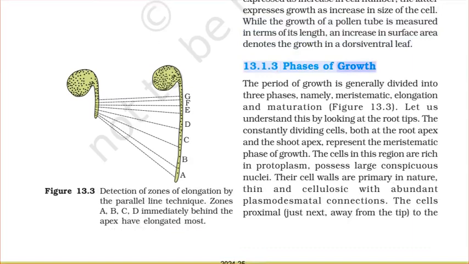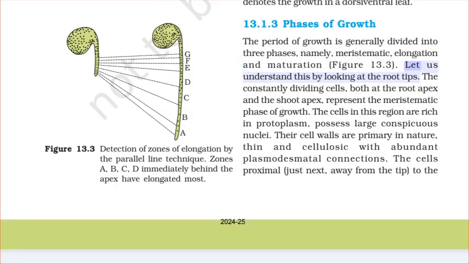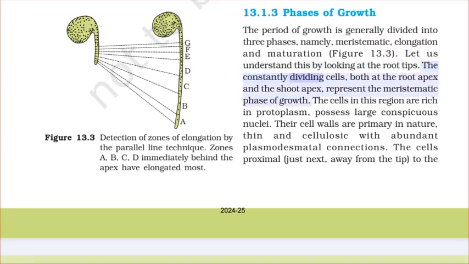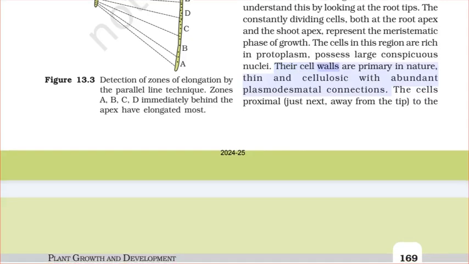13.1.3 Phases of growth. The period of growth is generally divided into 3 phases, namely meristematic, elongation, and maturation. Let us understand this by looking at the root tips. The constantly dividing cells, both at the root apex and the shoot apex, represent the meristematic phase of growth. The cells in this region are rich in protoplasm, possess large conspicuous nuclei. Their cell walls are primary in nature, thin and cellulosic with abundant plasmodesmatal connections.